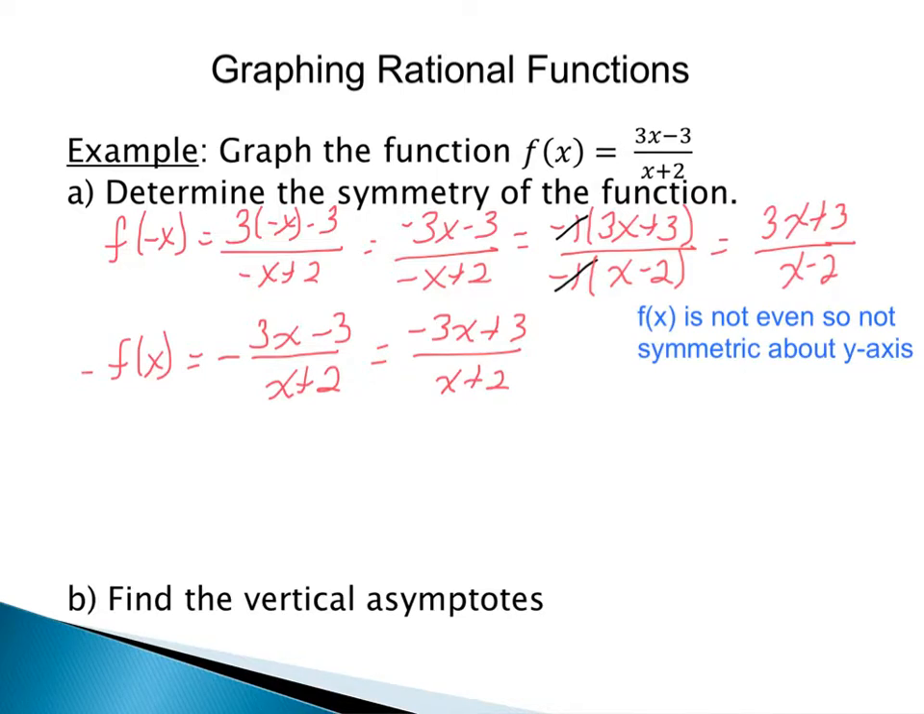The other option would have been if I distributed the negative to the denominator. So the numerator would stay 3x minus 3, but the denominator would become negative x minus 2. So comparing this form, I would again see negative f of x, so 3x minus 3 over negative x minus 2, is not equal to f of negative x, 3x plus 3 over x minus 2.